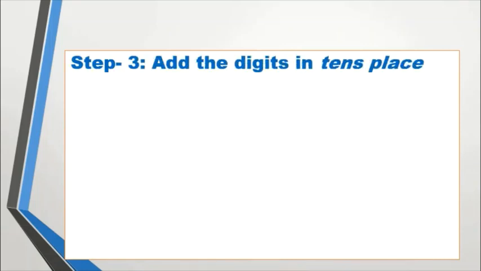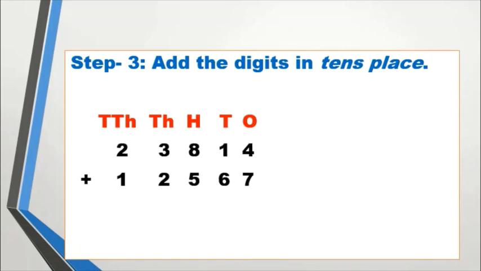Step 3. Add the digits in the tens place. And what are the digits in the tens place, children? Those are 1 and 6. But we have one more carryover number. So 1 plus 6 is 7 and 7 plus 1 is 8.